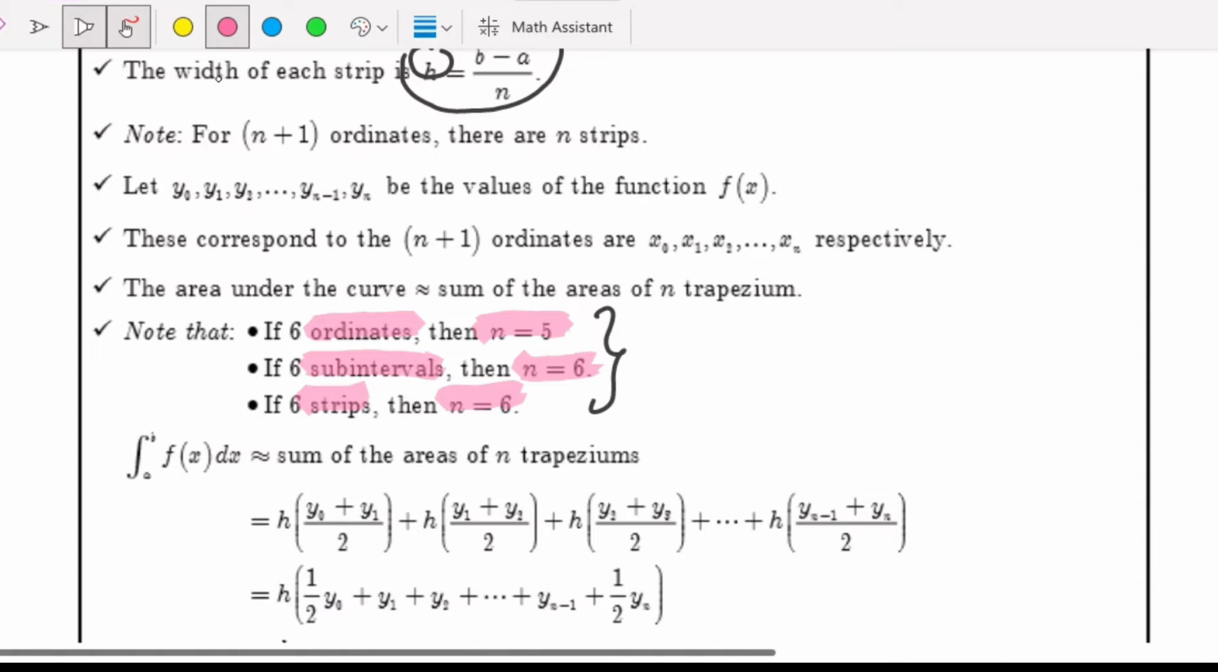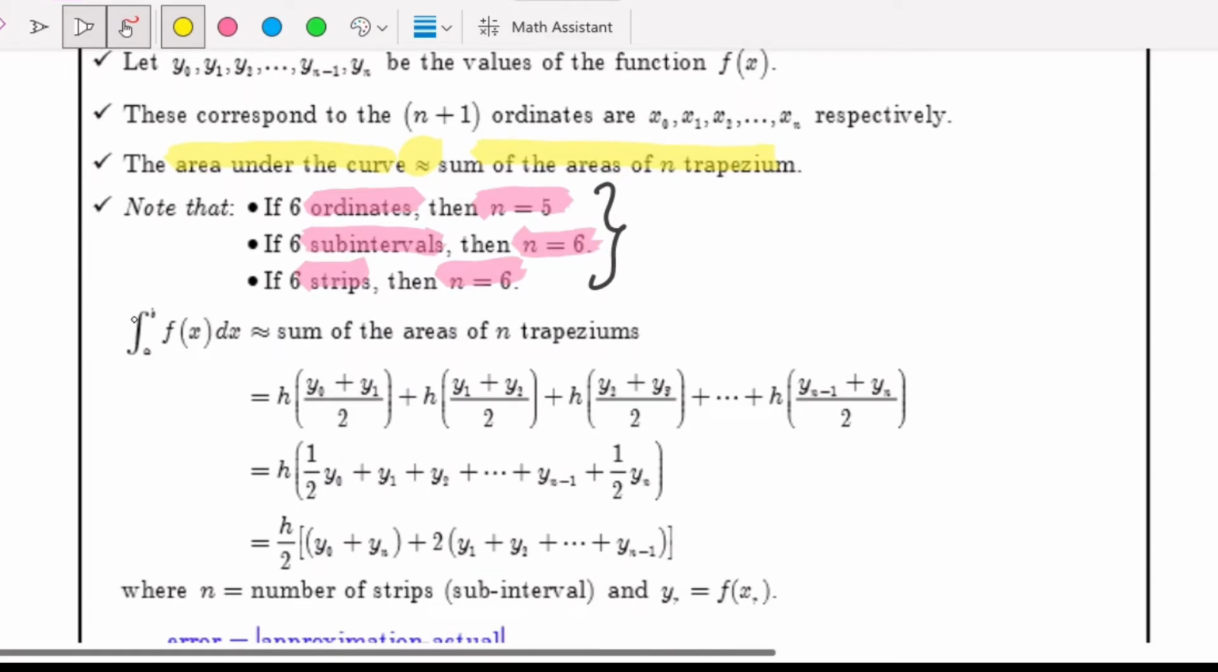Alright, so the area under the curve is approximately equal. You need to pay attention here. It's not really equal. It's approximately equal to the sum of the areas of n trapeziums. We already know this is the formula for finding the area under a curve, the integral from a to b, right? So it is approximately equal to the sum of the areas of n trapeziums.